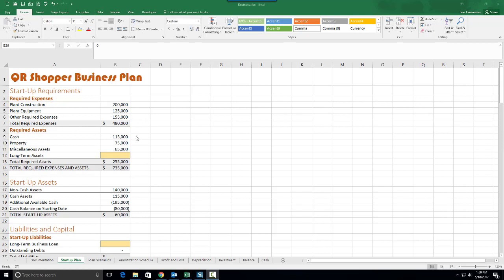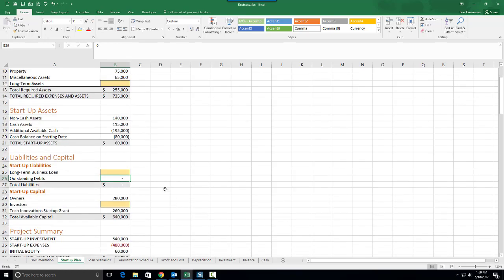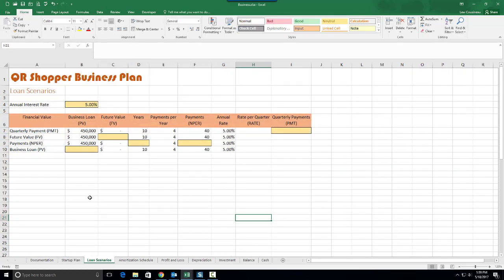Basically, the scenario is somebody is creating a business plan, and a lot of the information is filled out, like the required expenses and assets or startup assets. We're going to be looking at some loan scenarios, and so that's this sheet. We'll start with this, taking a look at the PMT function, the future value, the NPER, the present value. I'll demonstrate the rate function.